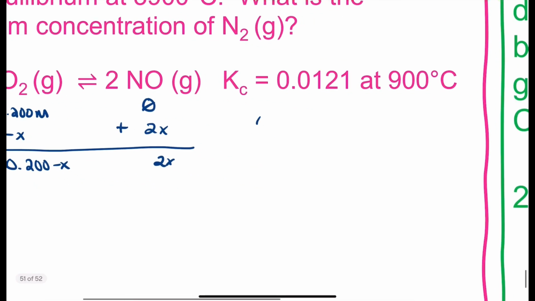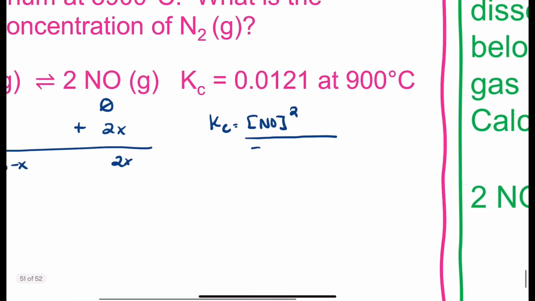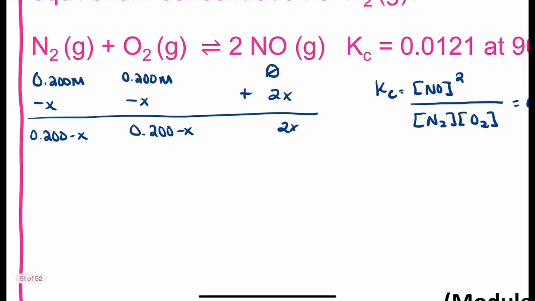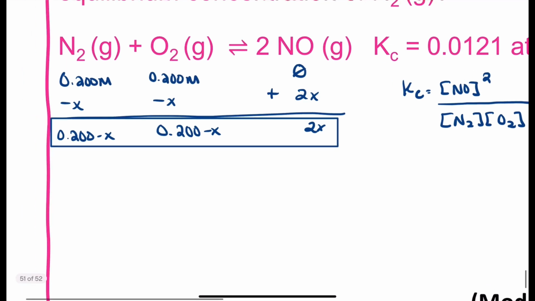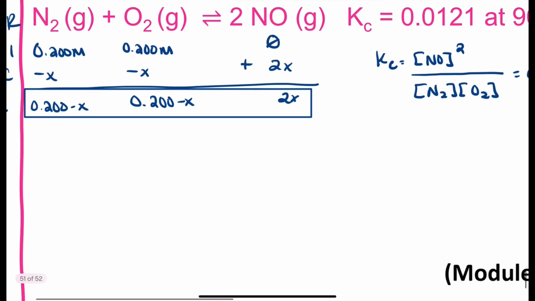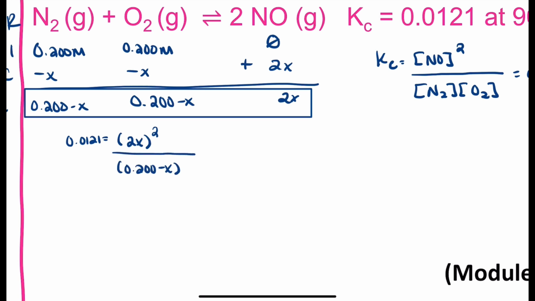My Kc expression: NO squared over N2 and O2. Okay. I know that equals 0.0121, but that also equals the equilibrium expression. So let's set it up. 0.0121 is equal to 2x squared over 0.200 minus x times 0.200 minus x.